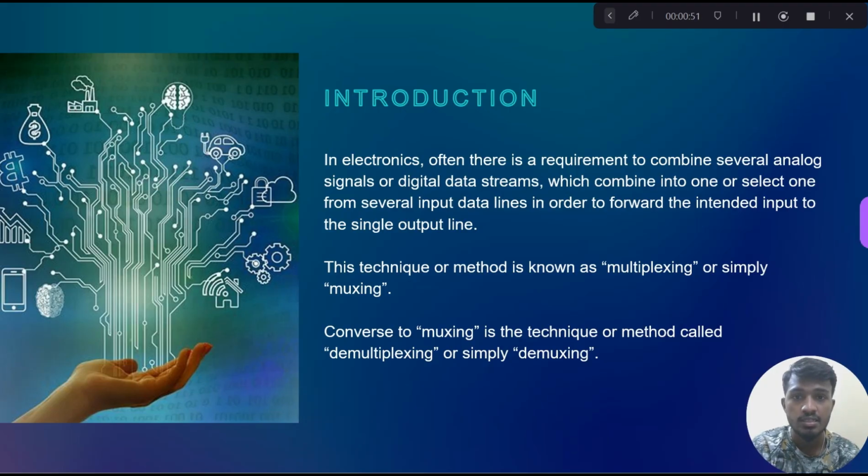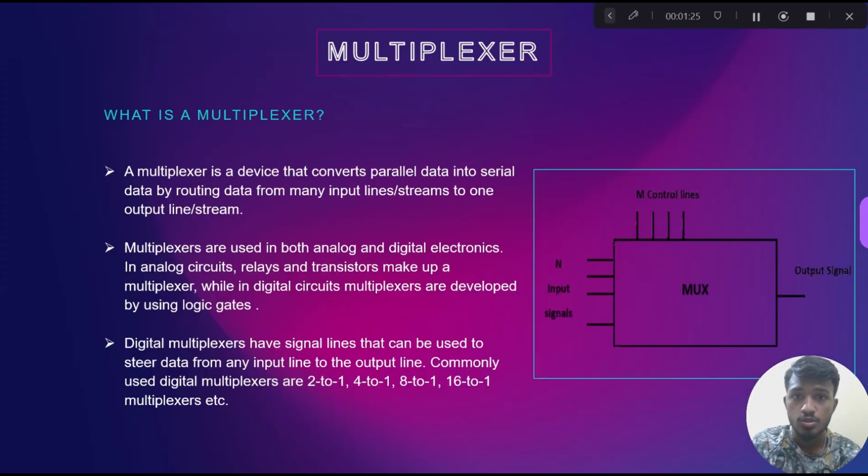Firstly, the introduction. In electronics there is a requirement to combine several analog signals and digital data streams into one, or to select one from several input data lines in order to forward the selected input to a single output line. This technique or method is known as multiplexing, or simply muxing. The converse of muxing is the technique called demultiplexing, or simply demuxing.